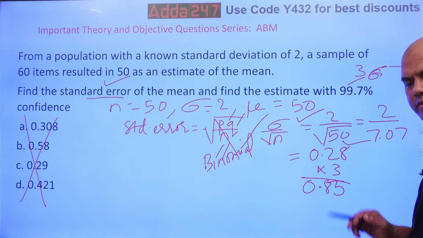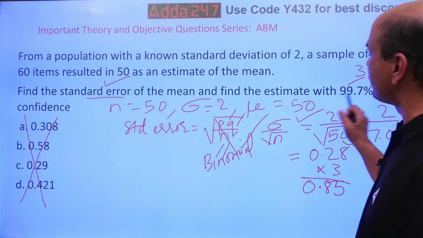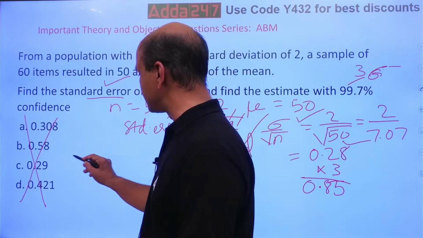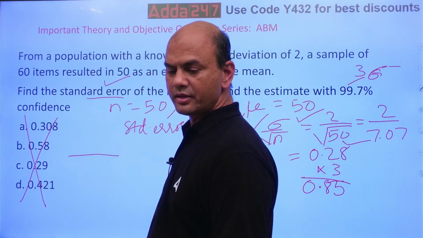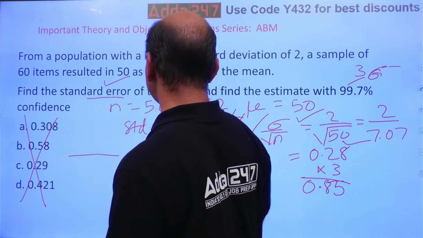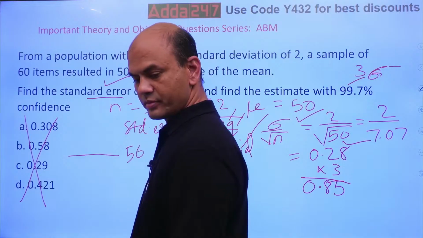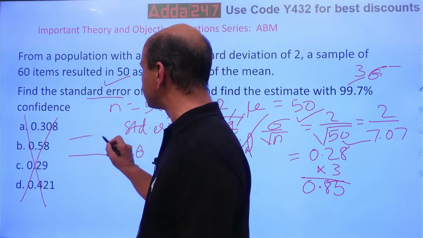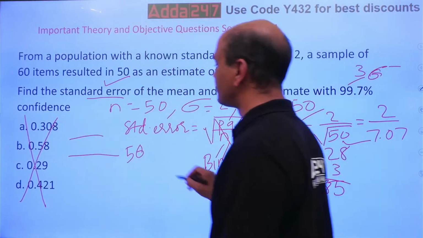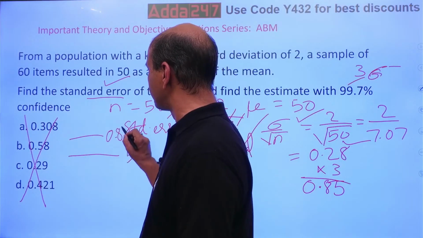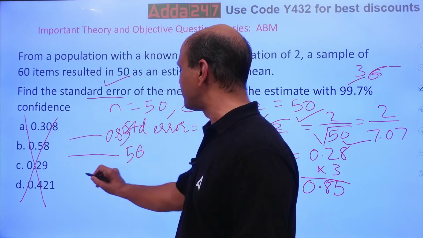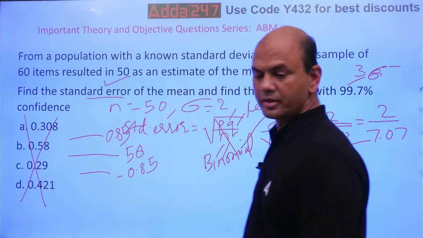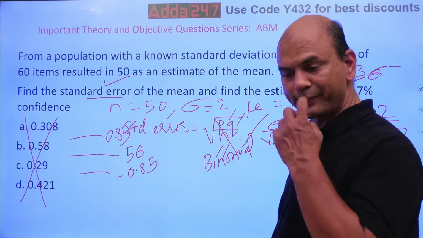Getting this? 0.85. Now you want the estimate with 99.7% confidence. What do you mean by estimate? What is the mean given? Mean is given as 50. So 50, and on top it is plus 3 psi dash, this 0.85. So add 0.85, and here minus 0.85. Get me the answer.